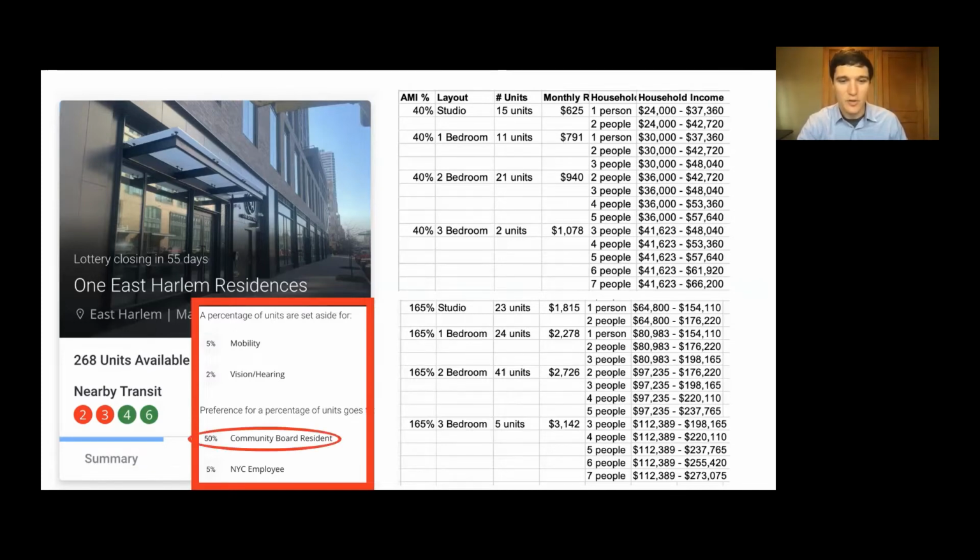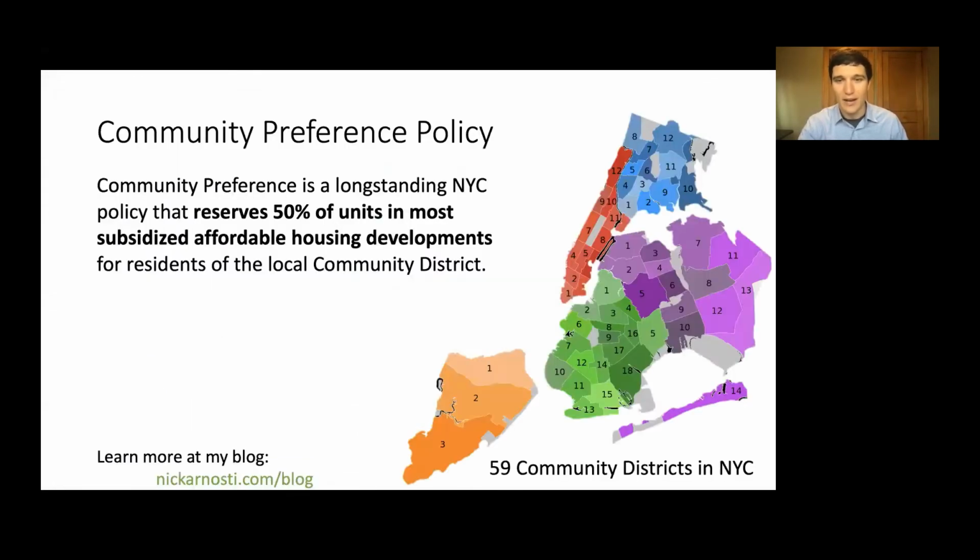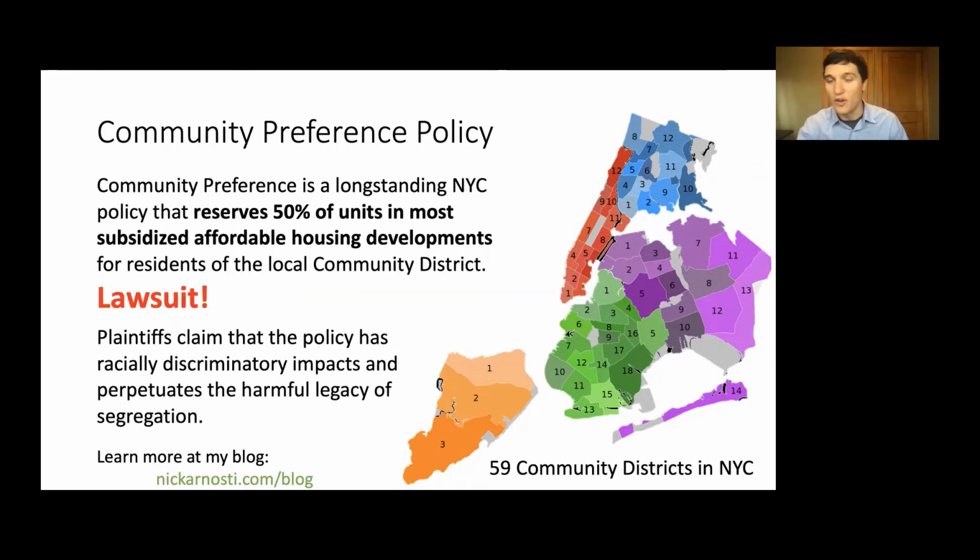And actually, this community preference policy is very interesting. So as I said, it gives 50% of the units in each building to people who already live in the neighborhood. So here's a drawing of the different community boards, community districts in New York. But it turns out there's been a lawsuit over this policy that's currently ongoing. And I don't have time, unfortunately, in this talk to go into the details of that lawsuit.